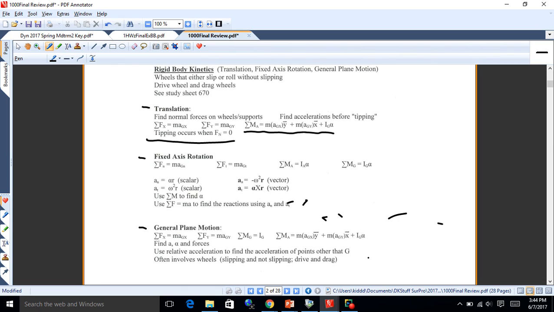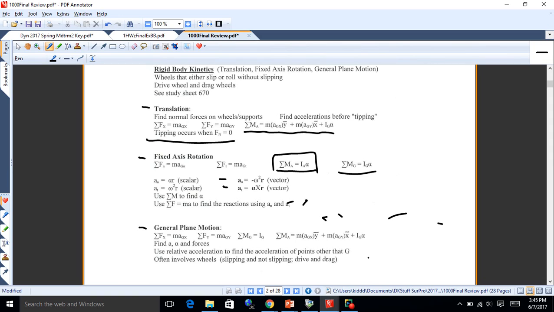Fixed axis rotation quite often involves finding alpha, which is the way you do that is right there. Either one of these equations can be used. Commonly it's this one, with A being the point about which the object rotates. And once you've got alpha, you can find the tangential acceleration. You might find the normal acceleration too if you have omega. And then you can find the reactions too.